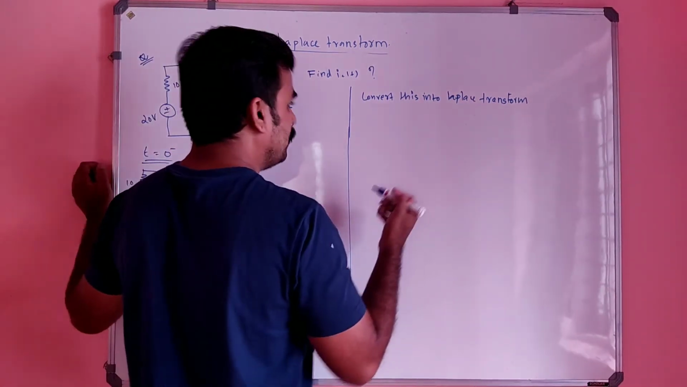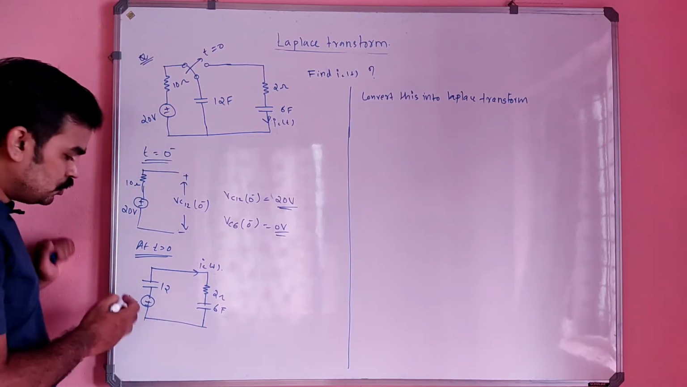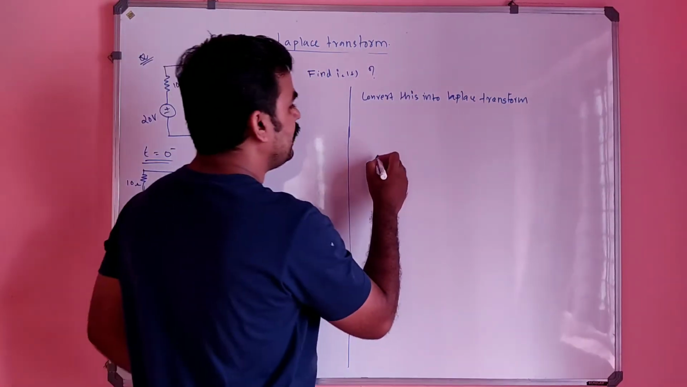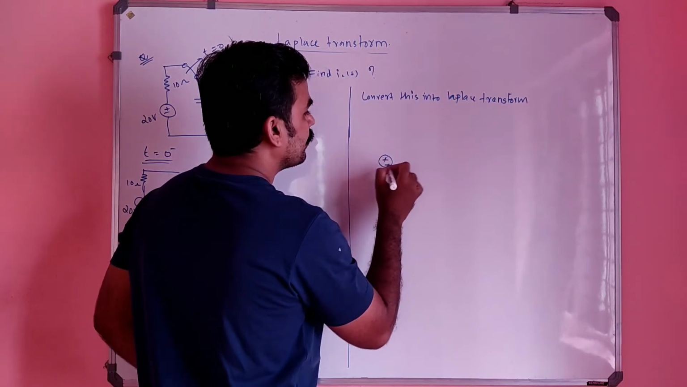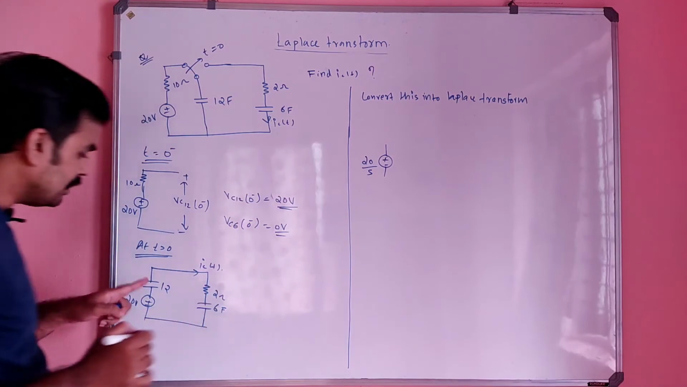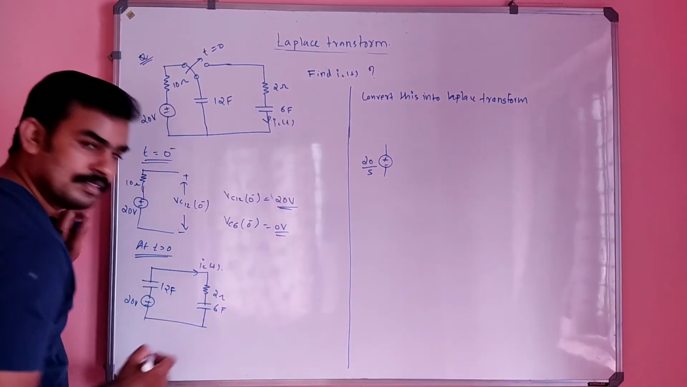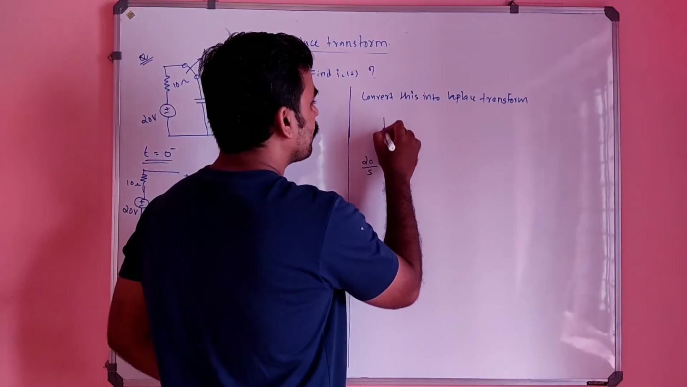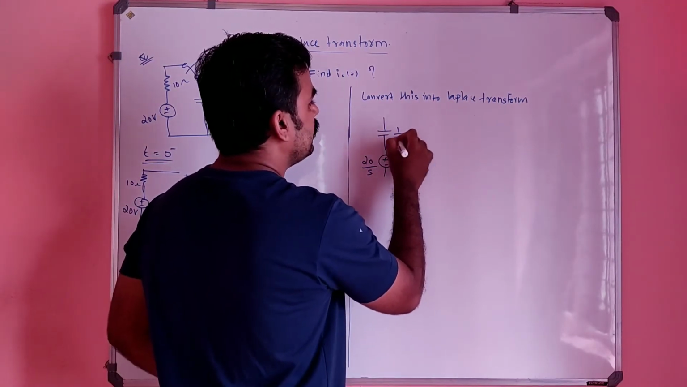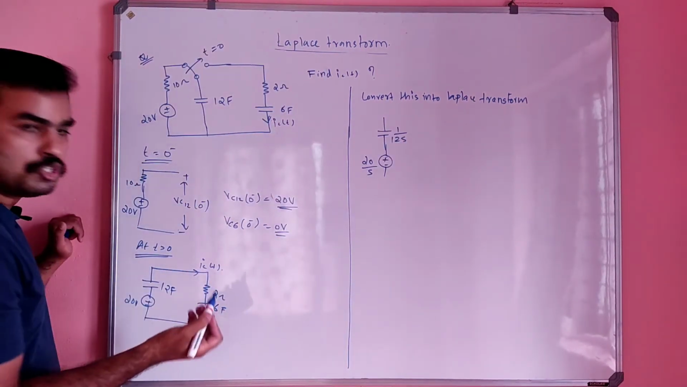So what is the 20? This 20 volt is a constant DC supply, right? So what is the Laplace value? It will be simply 20 by s, right? 20 by s. What will be the Laplace transform of 12 farad? It is in farad. It will be 1 by 12s, correct?